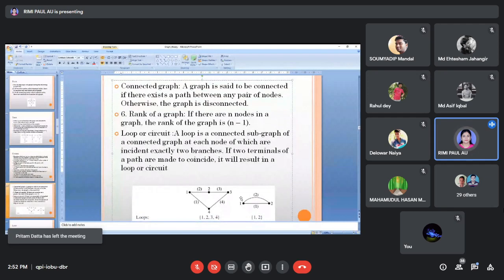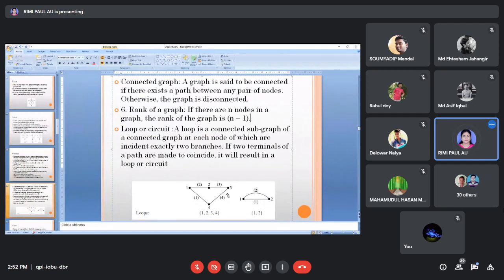Rank of a graph: if there are n number of nodes, then the rank of a graph is n minus 1. That means, as you have already seen, the number of twigs. So whatever the number of twigs, that is the rank of a graph. Now a loop is a connected subgraph of a connected graph at each node of which are incident exactly two branches. Loop you have understood already: if I take nodes 1, 2, this is one path, another path is between these two nodes. So two branches are connected between a pair of nodes. So it makes a loop.